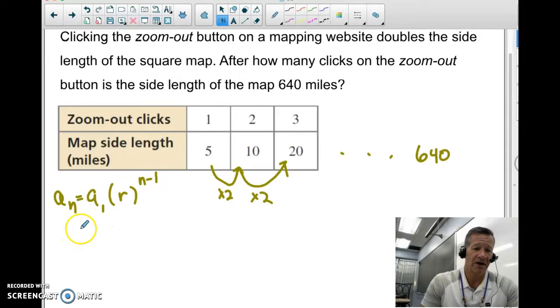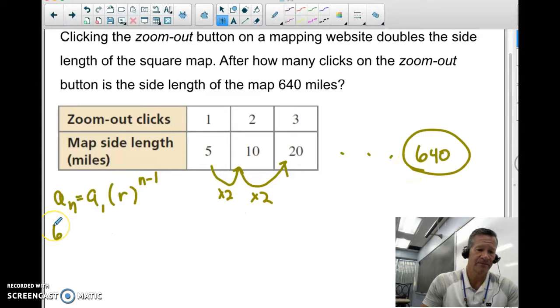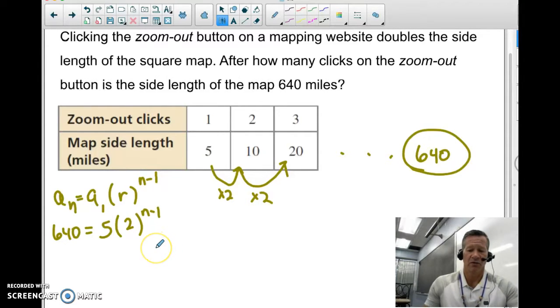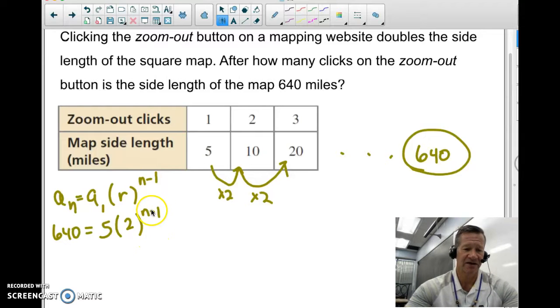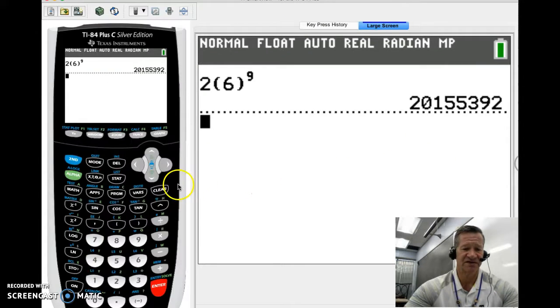So one way I can do this is to say, I know that this term I want to figure out is 640. And since the first term is 5, I can keep multiplying by 2, the common ratio. I just have to figure out how many times. One thing you could do would be to take your calculator and guess and check some numbers in there. So let's do that. 5 times 2 to what power will give me 640.